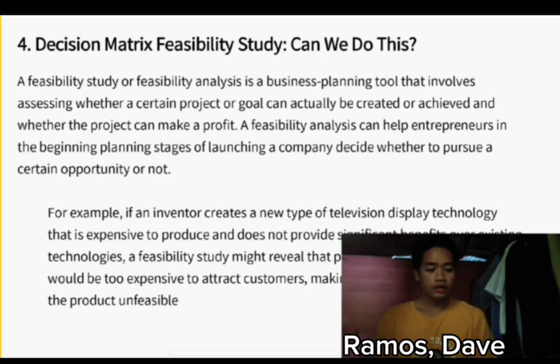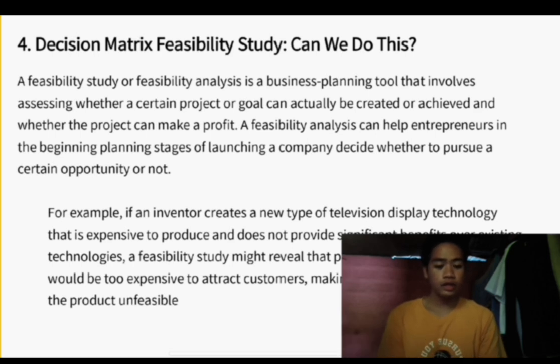A feasibility analysis can help entrepreneurs in the beginning planning stages of launching a company decide whether to pursue a certain opportunity or not. For example, if an inventor creates a new type of television display technology that is expensive to produce and does not provide significant benefits over existing technologies, a feasibility study might reveal that the products that use the technology would be too expensive to attract customers, making a business based on selling the product unfeasible.